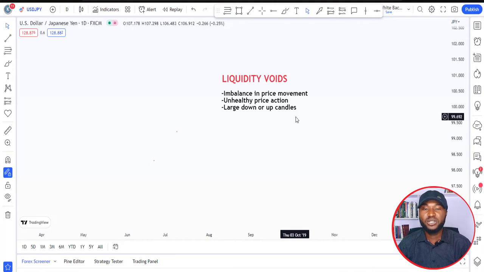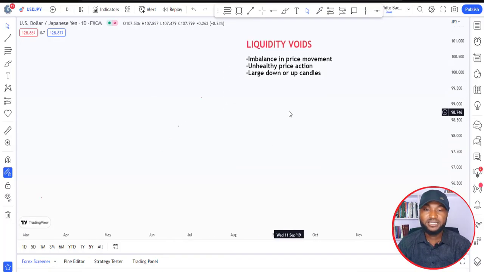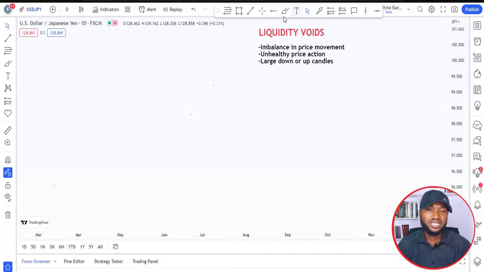Liquidity voids. Liquidity voids are simply imbalances in price action. Okay, I'm going to show you that on a chart, but let's start with a sketch. I'm going to sketch what liquidity voids look like for you. Then I will explain how these things happen and why they are happening. We can use liquidity voids for trade entry, trade exit, and different other things. Let's start with discussing what liquidity voids are literally.